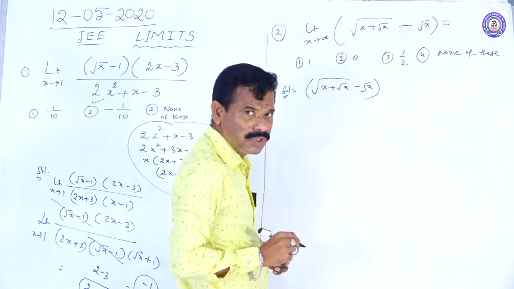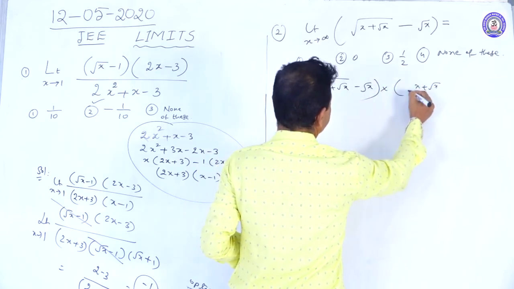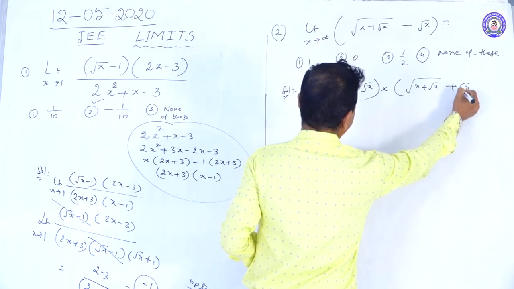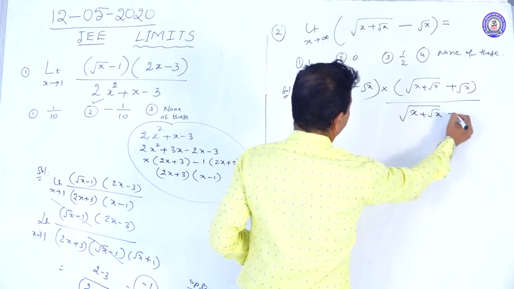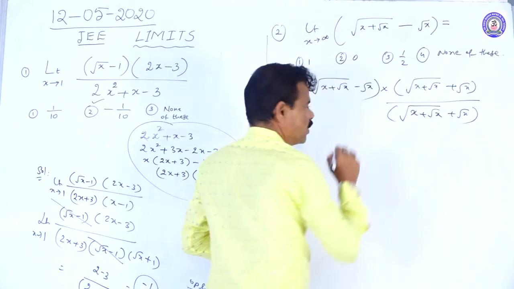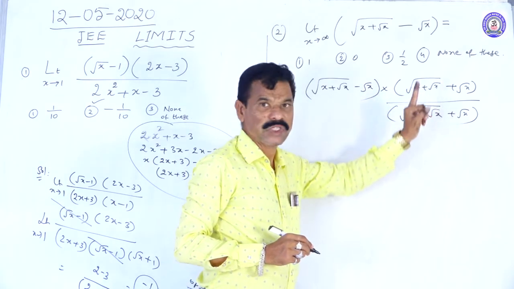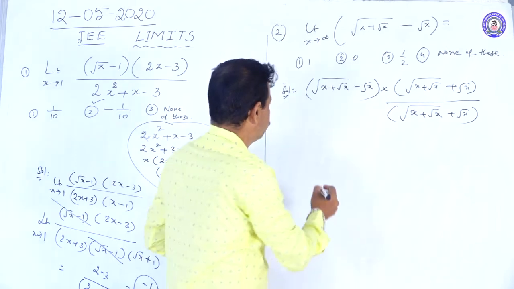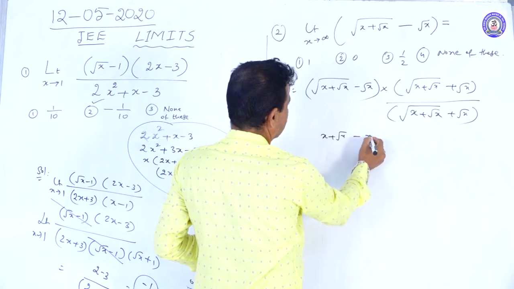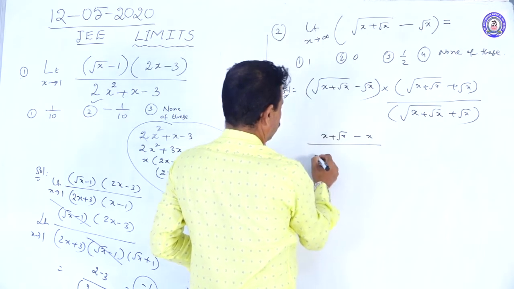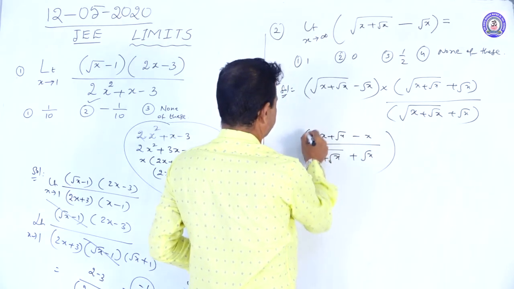This is the problem: root of x plus root x, minus root x. So multiply by root of x plus root x, again root x plus root x. This is the rationalization factor. So this is a minus b into a plus b, a square minus b square. So here root cancels. Division: this term, x plus root x under root plus root x remaining.